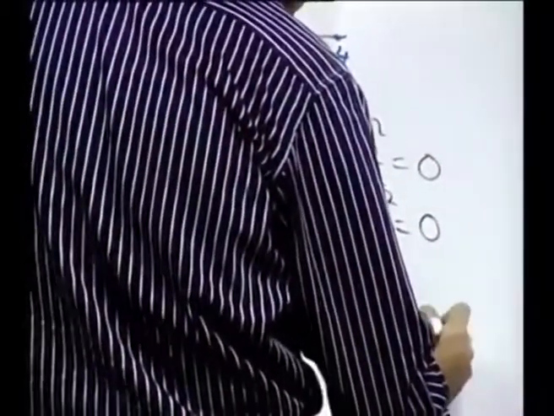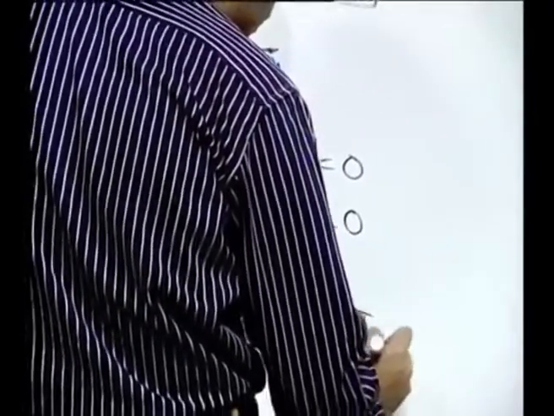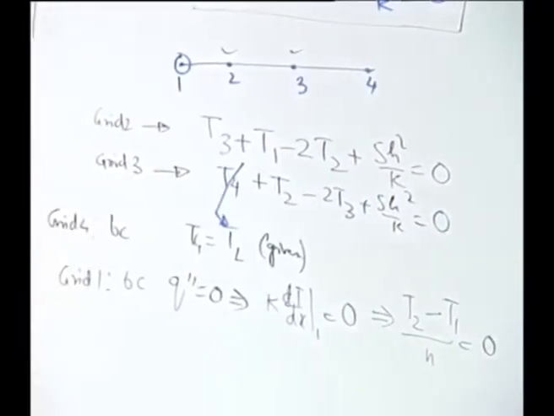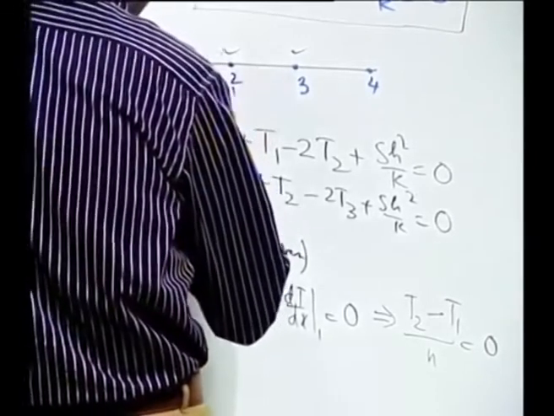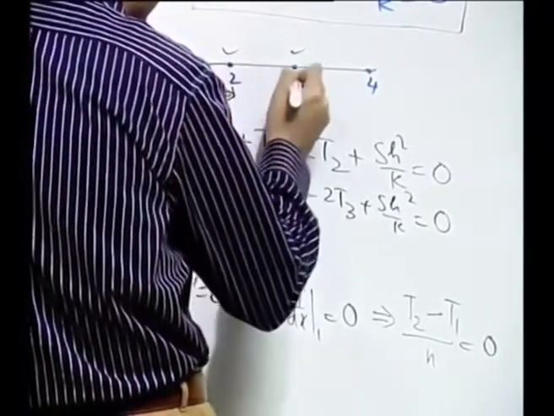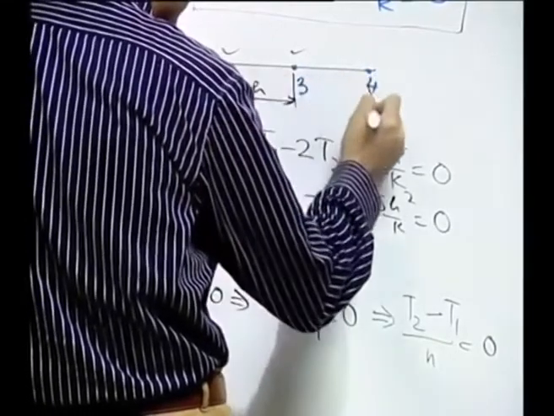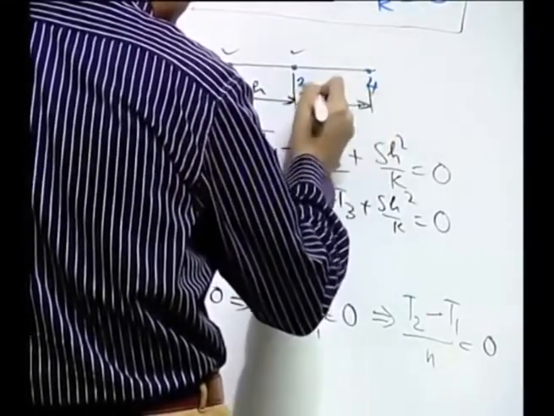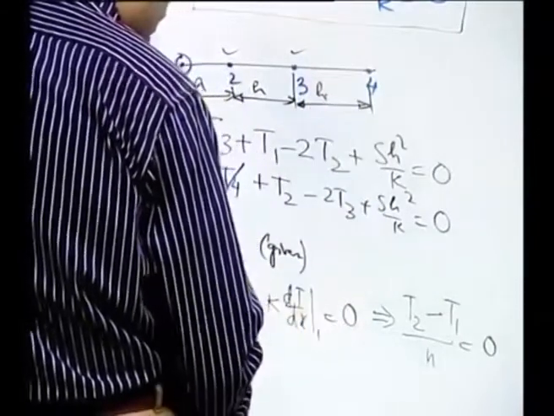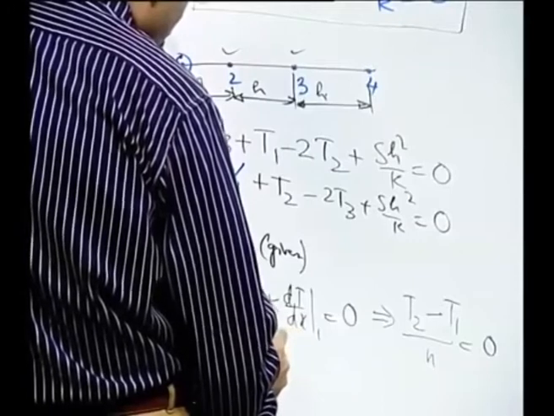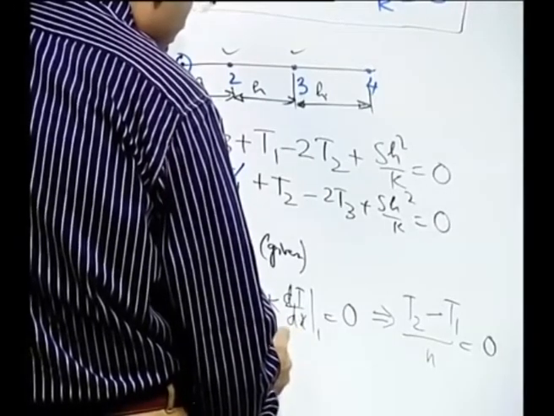So, you can write it in terms of a difference formula (T2 minus T1)/H equal to 0 as a forward difference formula, where H is the distance between each of the grid points. Which implies T1 is equal to T2.